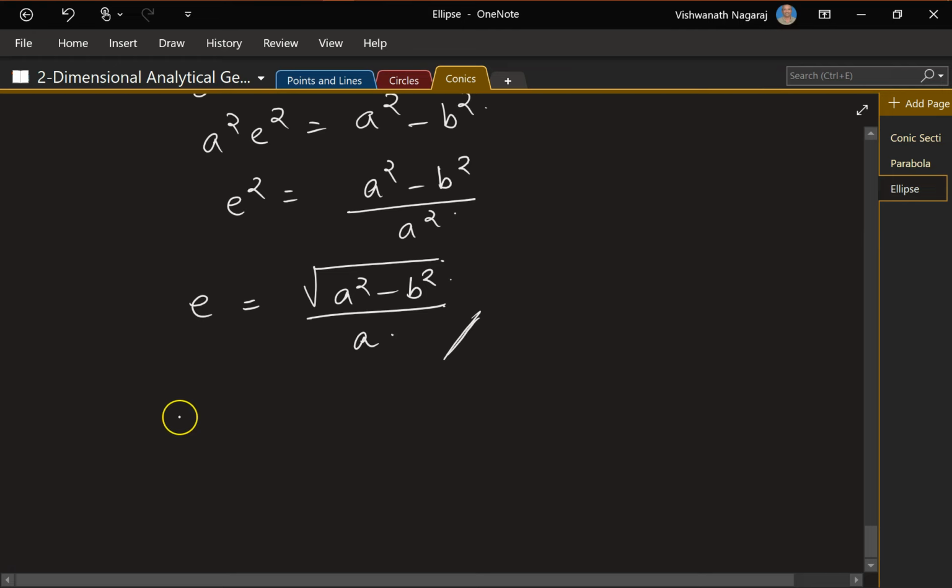So that is one aspect of the ellipse. In the next session we will see how to draw the shape of the ellipse.